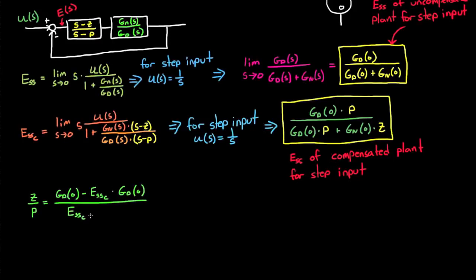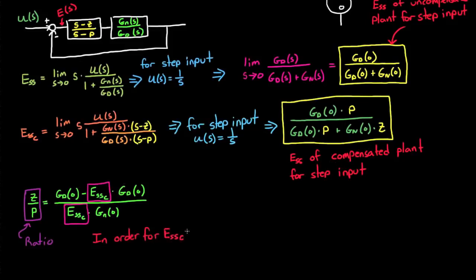Now ESSC is the desired steady-state error to a unit step input, and we can pick almost any value we want for this. We know the uncompensated plant G of S, and so now we can determine the ratio of the zero to the pole for our lag compensator that will get us the steady-state error that we want. From this equation, though, it's easy to see that in order to reduce the steady-state error to 0, or basically have no steady-state error, the zero to pole ratio would have to be infinite. That's why a lag compensator can only reduce the error and not eliminate it.